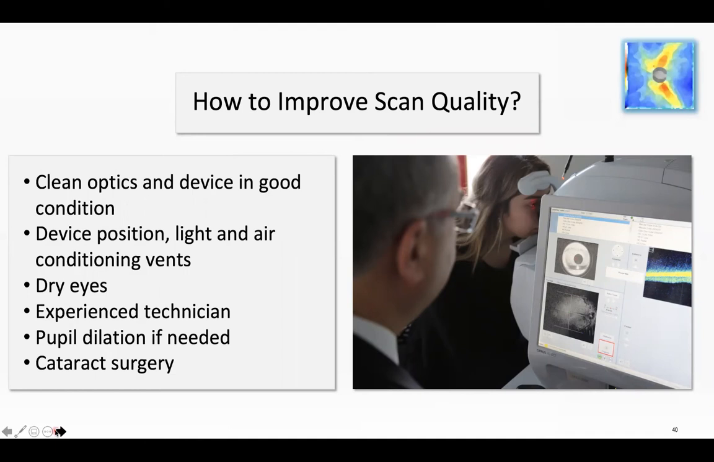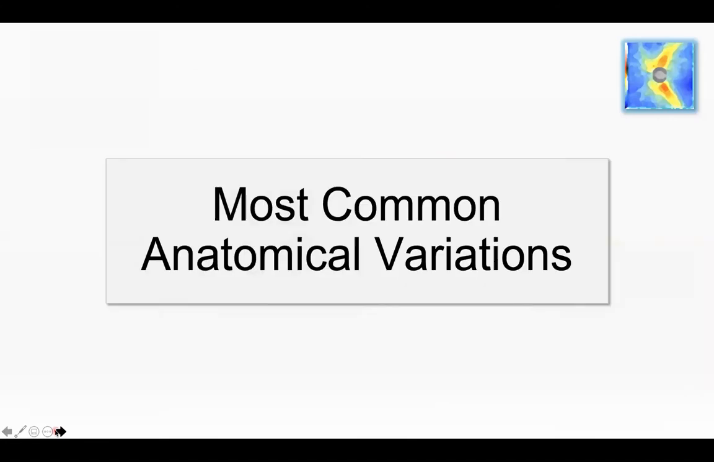So do not place the devices directly under air conditioning vents. If the patient has dry eyes, use artificial tears. Technician experience is very important. Pupil dilation may help in difficult eyes. And if a patient has significant cataracts, cataract surgery may help also.